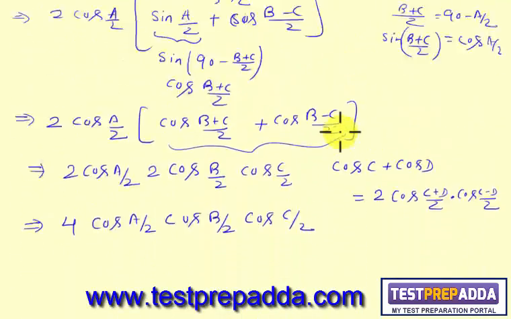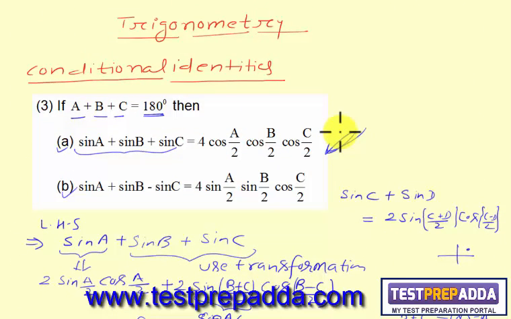Okay. Now I'll take the second identity here. The second identity says sin A plus sin B minus sin C is equal to 4 sin A by 2 sin B by 2 cos C by 2. Actually, I think you should try this identity in a similar manner as I did for the first one. Okay, so please try this identity.